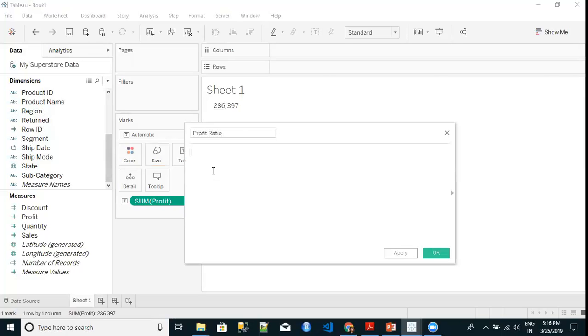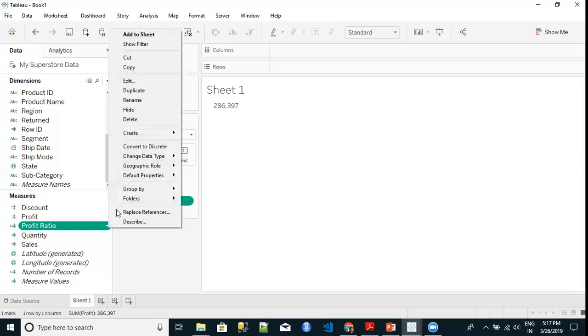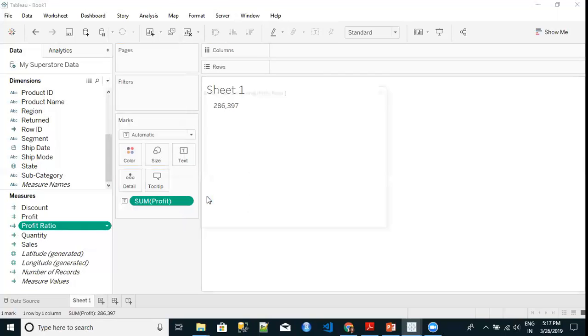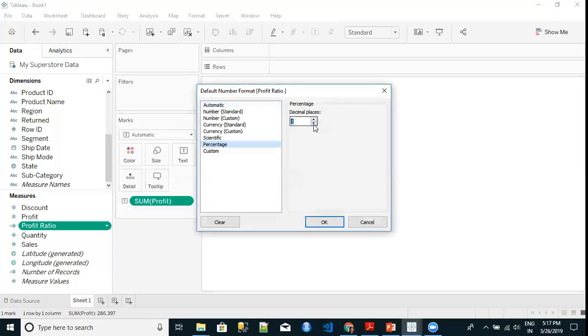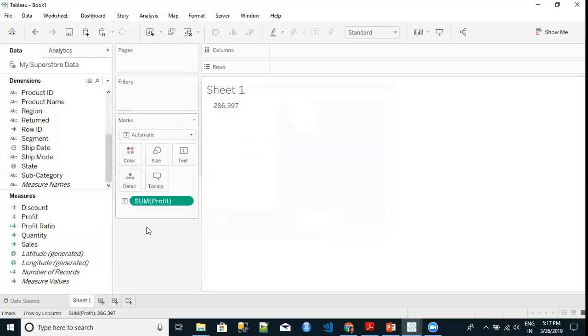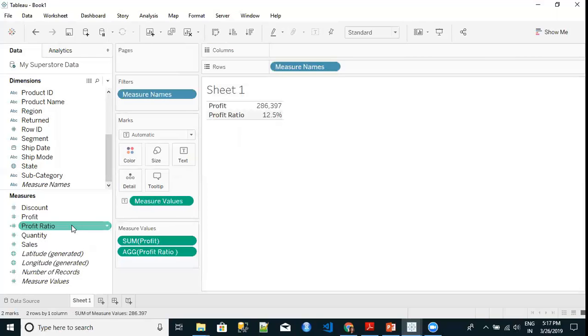And the formula is going to be my sum of profit, and this is something that we had already covered, divided by sum of sales. This is the normal calculation, and because I want the profit to be in percentage, I'm going to take that through default properties. So I hit apply and I go to default properties, number format, and change it to 1 decimal place with a percentage sign. I'm going to double click on this and I have profit and profit ratio.